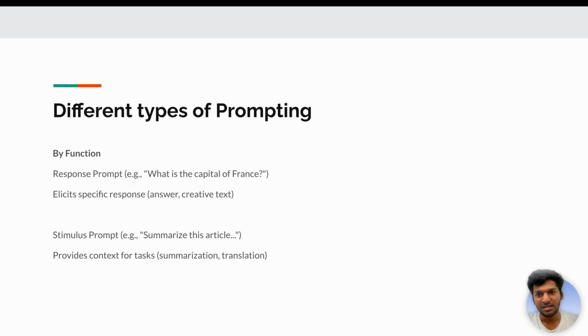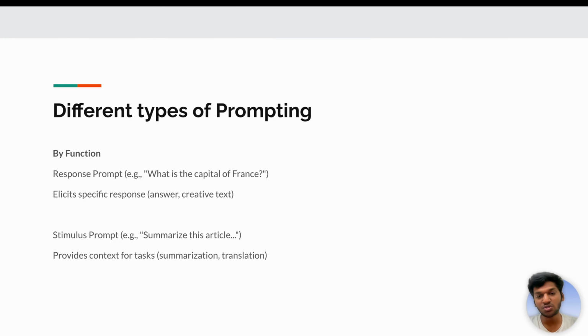Let's see what the different types of prompting are. Actually, there are three main types of prompting: by function, by modularity, by specificity, and additional promptings are also available. Let's see all of them. Okay, by function. By function is like response prompts.